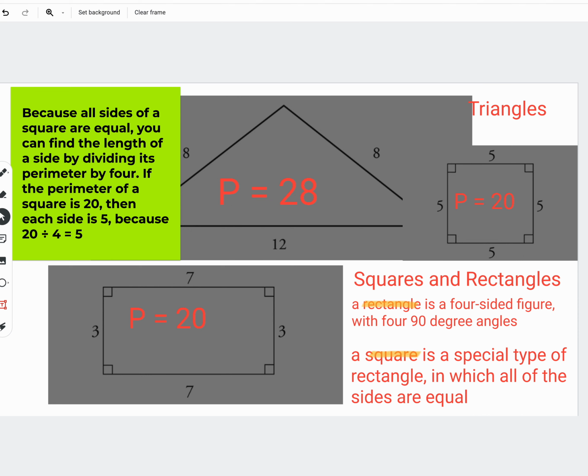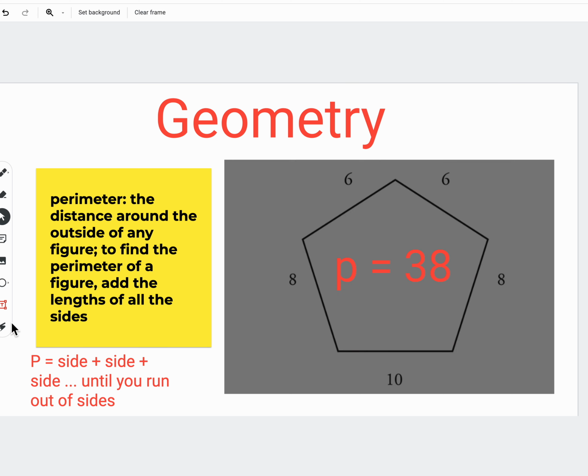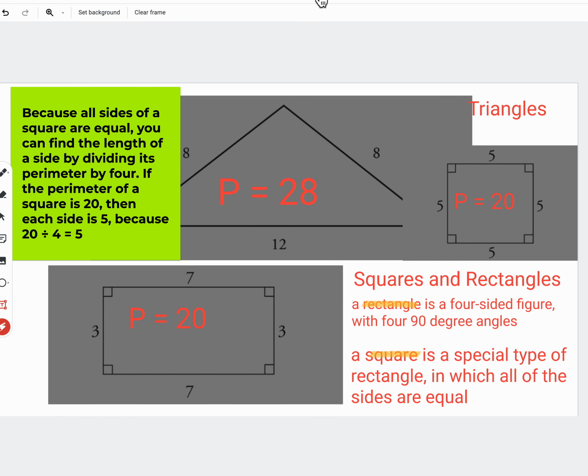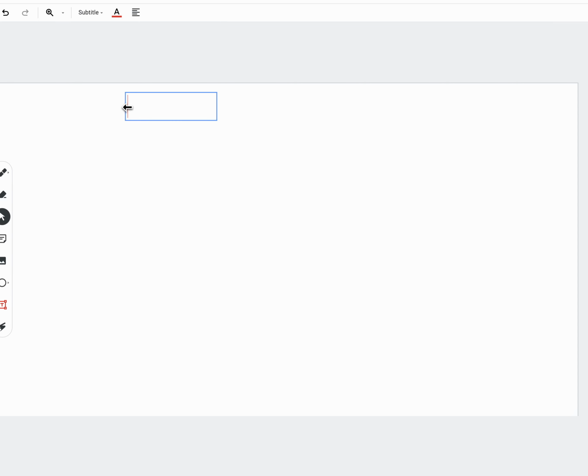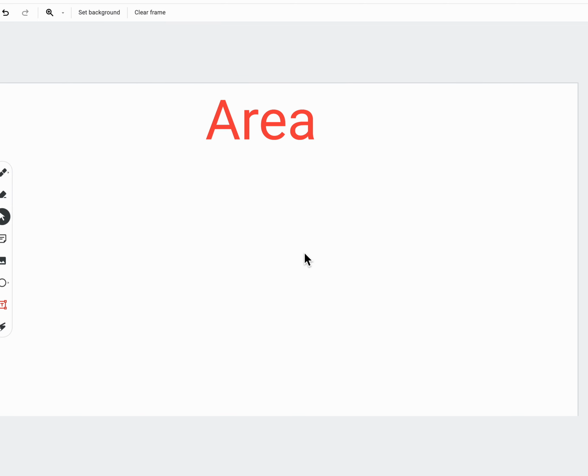Now that we've had a chance to really look at perimeter, let's take a look at area. Let's remember our perimeter is the distance around the outside of any figure. Let's add our definition for area. Area will be the amount of space taken up by a two-dimensional figure.